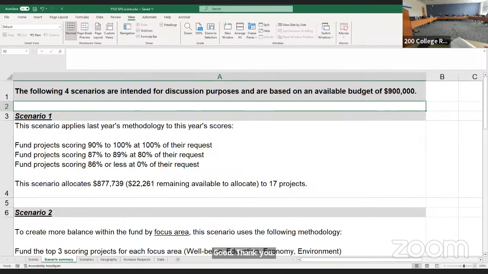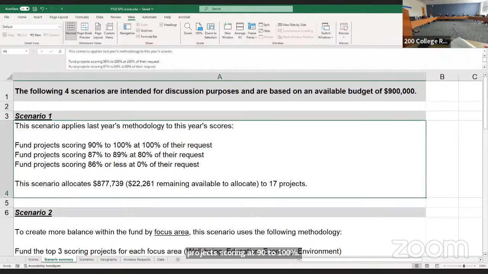So the first scenario that we're looking at is the same scenario that we plugged in to use for a funding recommendation last year. So we just transferred that over to what we're looking at for scoring this year. And as a reminder, what the committee decided on last year was to fund projects scoring at 90 to 100% at 100% of their request, and then fund projects scoring at 87 to 89% at 80% of their requests. And any projects that scored 86% or less received 0% of their request.